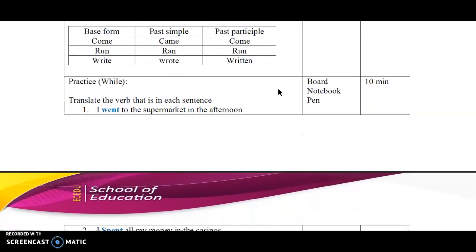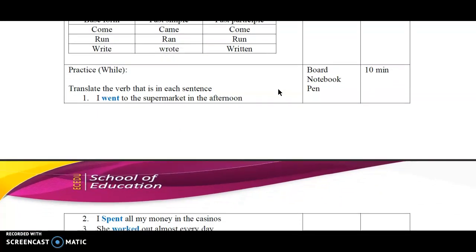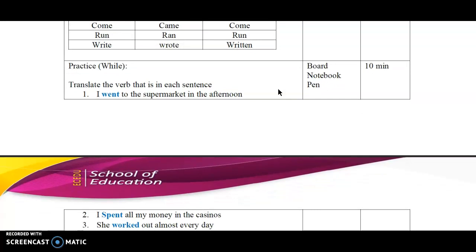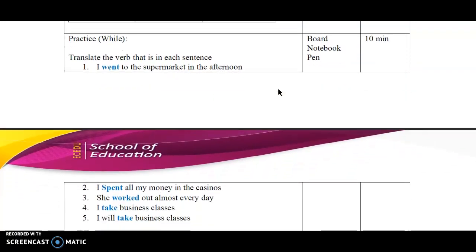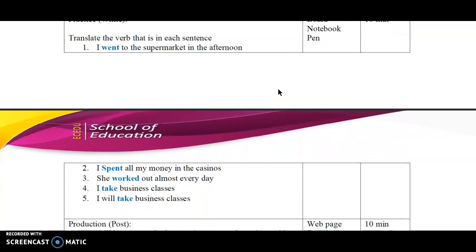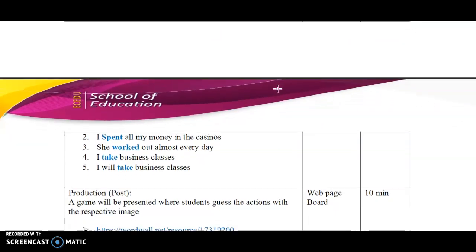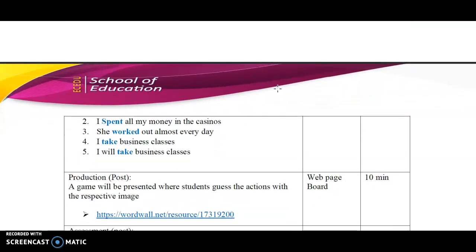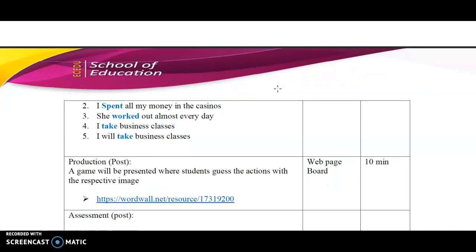Practice. Materials and resources: board, notebook. 10 minutes. Translate the verb in each sentence. 1. I went to the supermarket in the afternoon. 2. I spent all my money in the casinos. 3. She worked out almost every day. 4. I take business classes. I will take business classes.